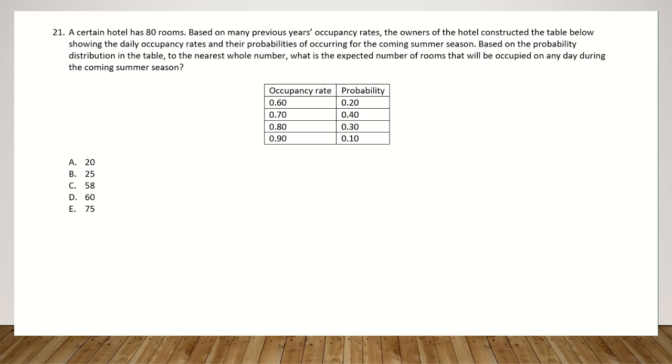So your clue word here is expected. So remember our formula that we did before when we calculated our expected value. So this one here, what we're given is an occupancy rate and the probability. So if we calculate this, doing that sum of the occupancy rate times its probability, what we're going to get from that is the expected occupancy rate.